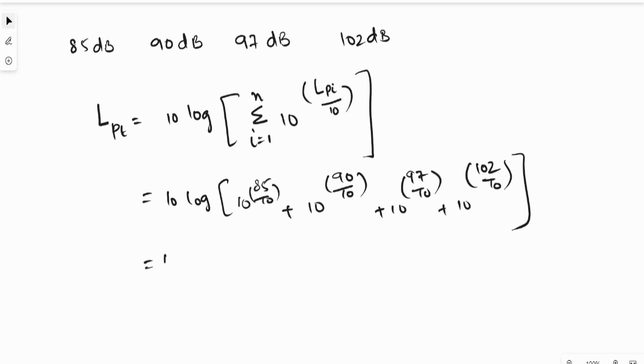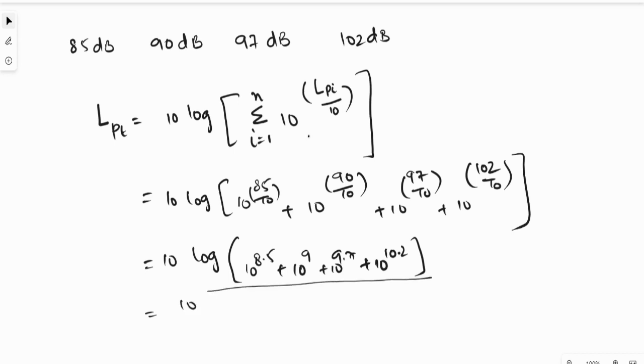Now if you solve this equation, we'll have 10 to the power of 8.5 plus 10 to the power of 9 plus 10 to the power of 9.7 plus 10 to the power of 10.2. If you solve this logarithm, you will get a value of 10.34, that is equal to 103.4 decibels. So this is the exact value of the cumulative noise level.